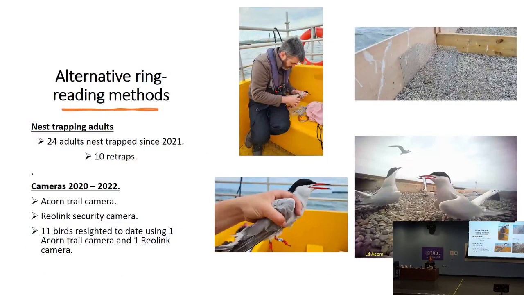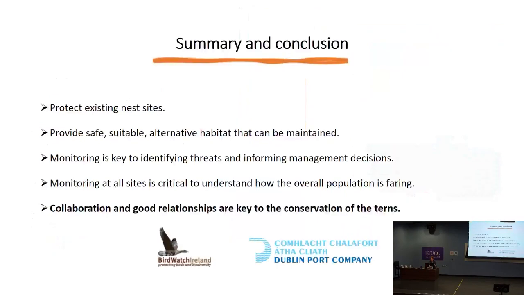We have used alternative methods for ring reading. Since 2021, we've been nest trapping adults on the platforms. We've nest trapped 24 adults so far, and 10 of these had previously been ringed. We've also been using cameras over the last number of years. We were using them to measure predation. However, the little Acorn trail cameras are actually quite good for picking up rings, so if anybody wants to use those, they're really good. We also use a Reolink security camera, which we use for promotion, but again, if the birds are close enough, we can read rings using that. And we've resighted 11 birds to date using those two cameras.